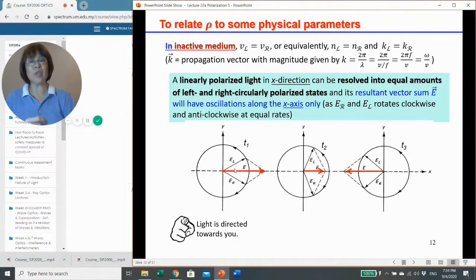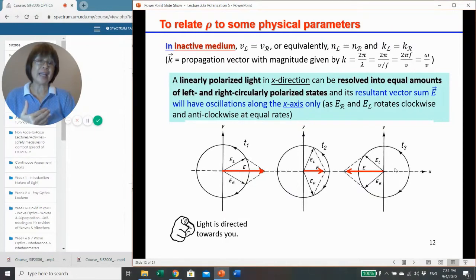They are equal amounts. So EL and ER, we have the resultant, which will be the diagonal of this parallelogram, and it will still lie on the x-axis. Then as they rotate more at t2, again the resultant lies along the x-axis. And then as they become vertical, then this will be here.